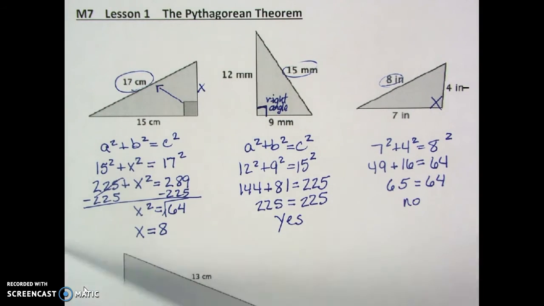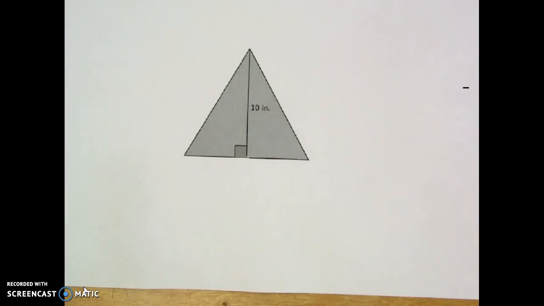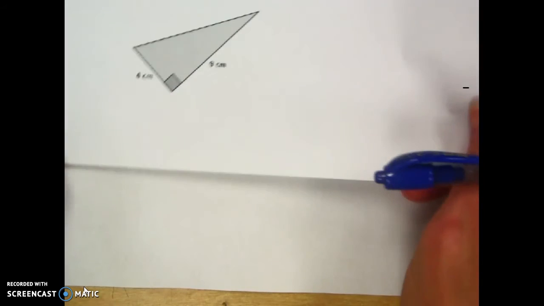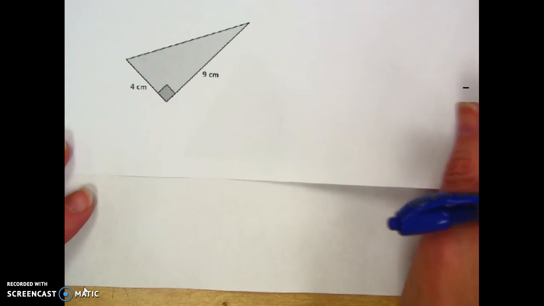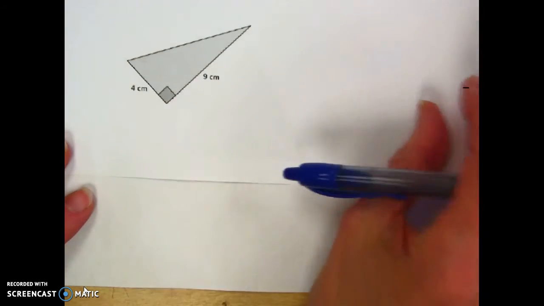The only other thing I guess I want to mention is be careful. Your triangles could be oriented any direction. So here's a triangle. It's kind of upside down or sideways. Our hypotenuse is across from the right angle. So it's the missing side here.